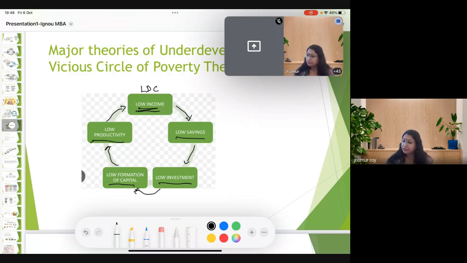Now, the third theory after this is that, suppose we say that now the government wants to make an effort. What do you think the government should do over here? Can you write in the chat? I want to have some of your ideas also on this. So, if you want to break this circle, what should the government do?